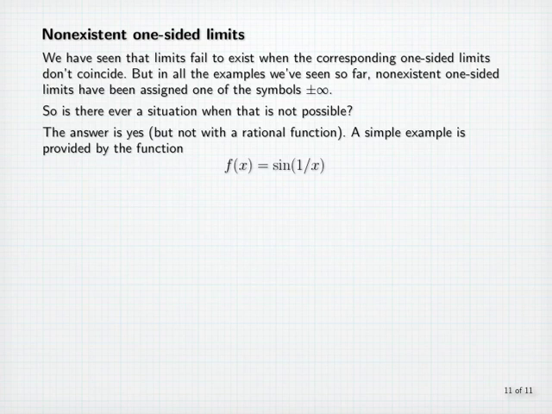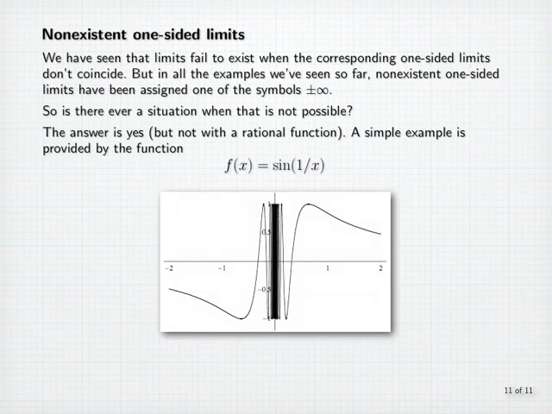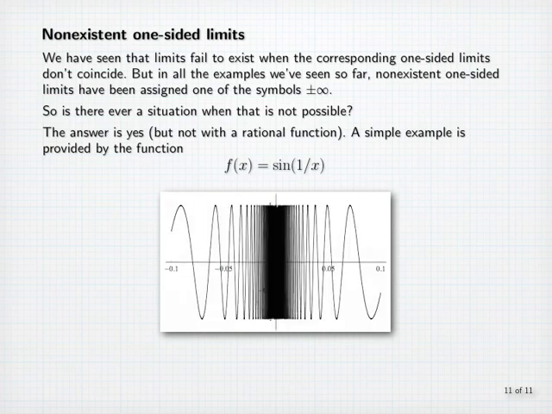A simple example is provided by the function f of x equals sine of 1 over x. Here's what the graph of f looks like. Notice the strange behavior near x equals 0. If we zoom in and look at the graph on a smaller interval, we see something similar. In fact, no matter how small the interval is on which we look, the graph is going to look essentially like this.